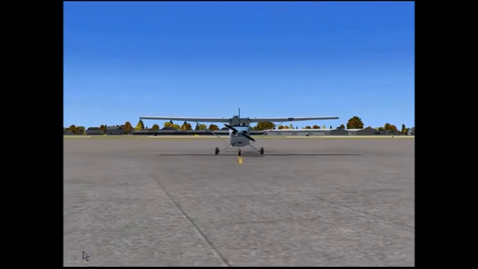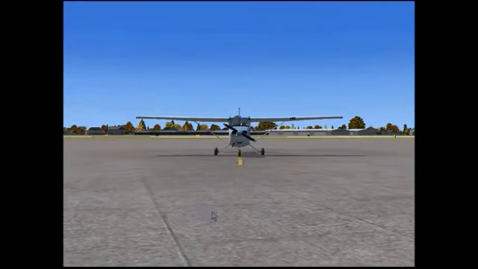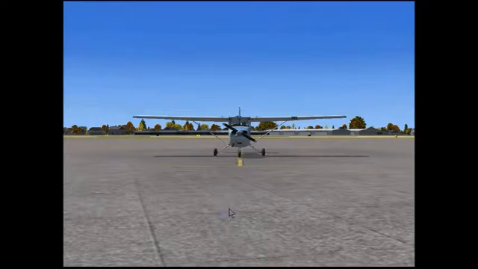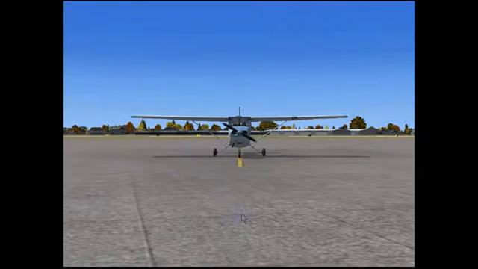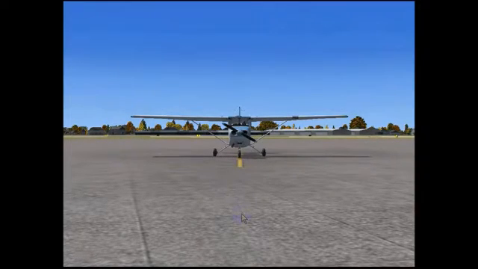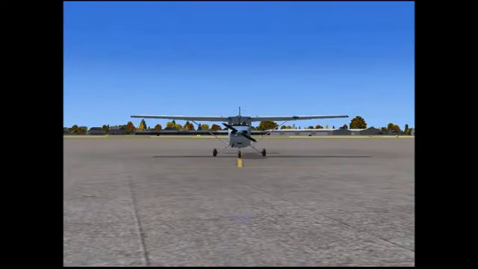Okay, again, power plant limitations. We told you what type of engine, manufacturer, maximum speed, oil pressure, and all that. We're not going to go into that in this video. Maximum takeoff weight in this aircraft is 2,300 pounds. Maximum landing weight is 2,300 pounds.